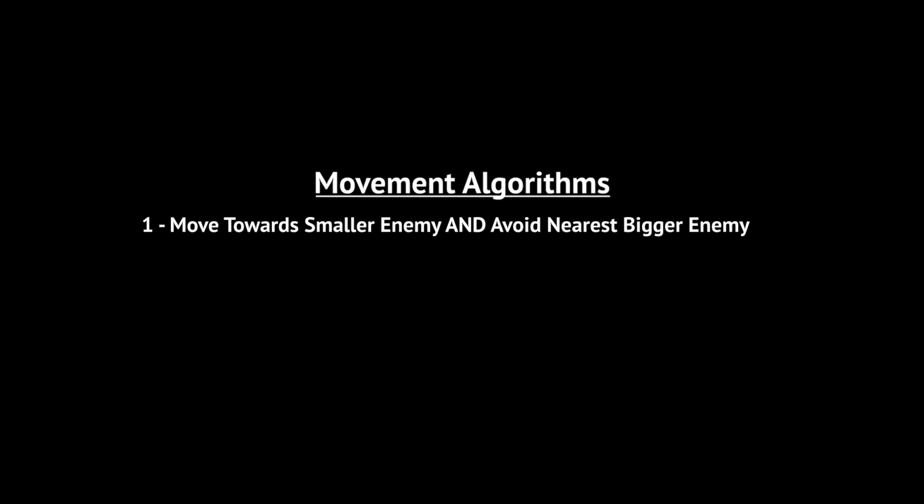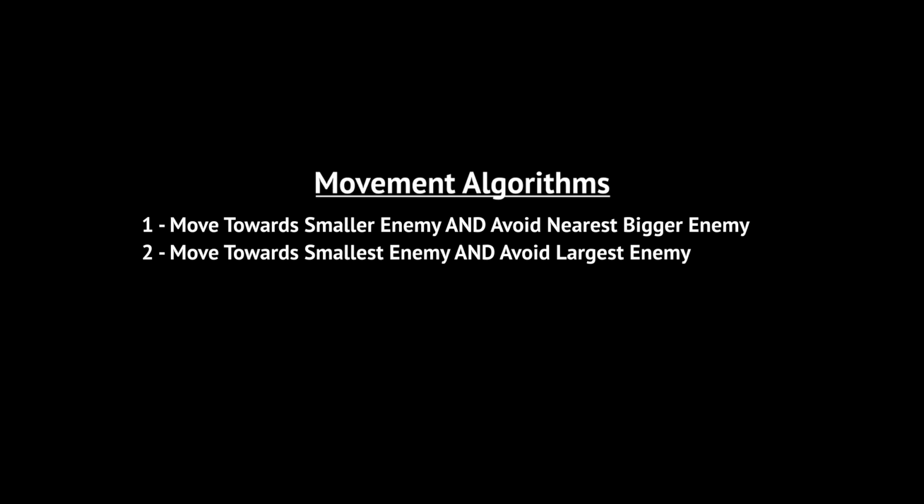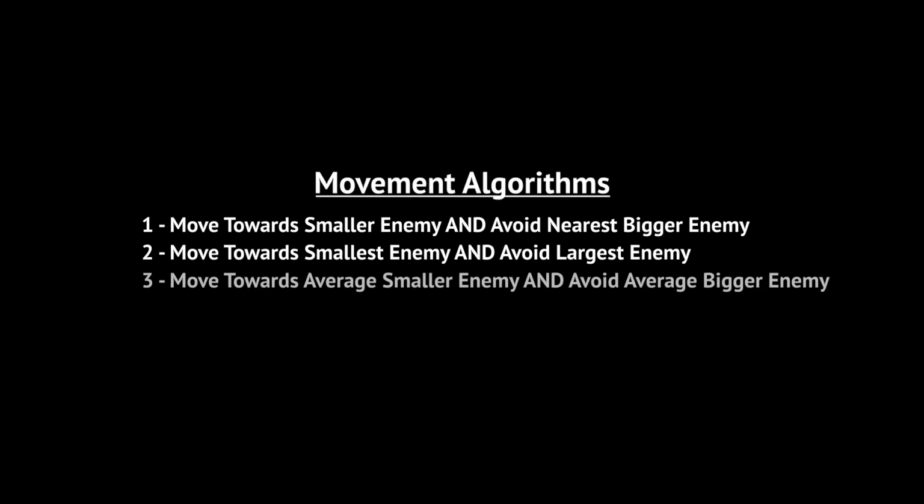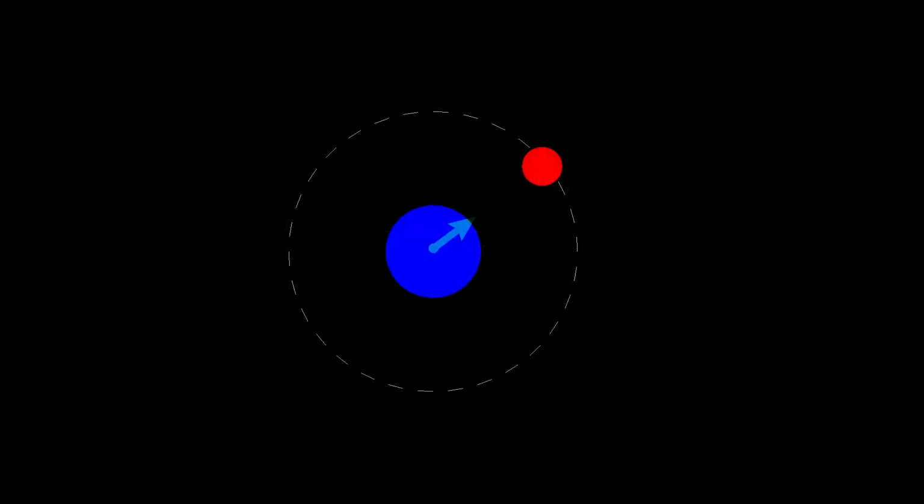Move towards nearest smaller enemy and avoid nearest bigger enemy. Move towards smallest enemy and avoid the largest enemy. And move towards the average smaller enemy and avoid the average bigger enemy. If you haven't noticed, all 3 of these movement algorithms combine 2 simple movements together. On that note, I'll just quickly say that more advanced movement algorithms, such as predictive seeking and so on, will be covered in a later video because they require concepts like velocity and acceleration, which the simulation doesn't yet have.